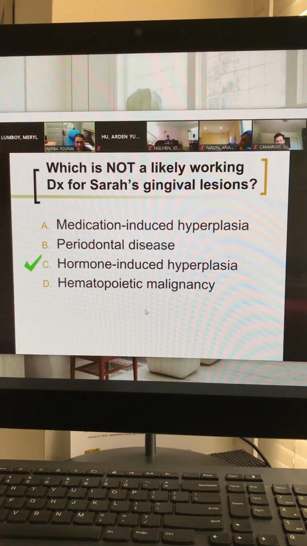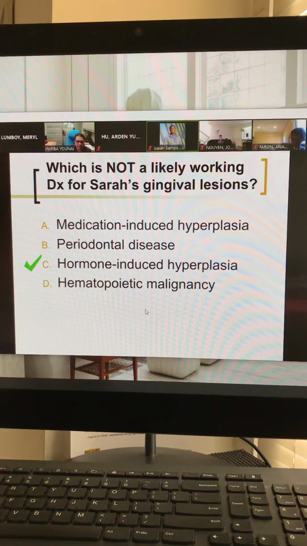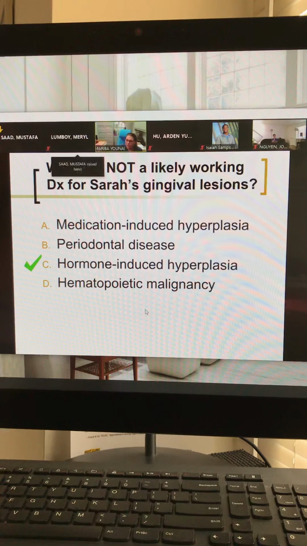Hormone-induced is not really likely. You know that there are some potential changes that can happen during puberty, during pregnancy, and sometimes in men who take androgens as replacement medications for reduced testosterone. They can be taking agents that are androgenic, and they can cause hyperplasia. But female hormones have not been connected. Estrogen replacement therapy has not been connected to gingival hyperplasia. So of all of these, that's the one that I would go for.